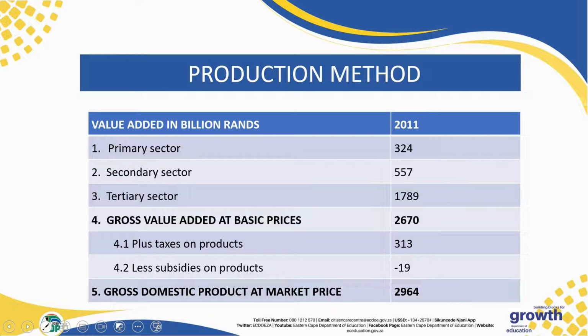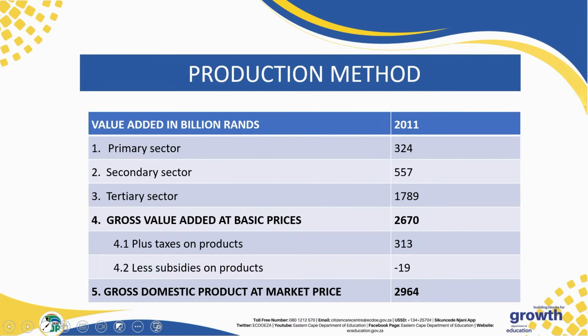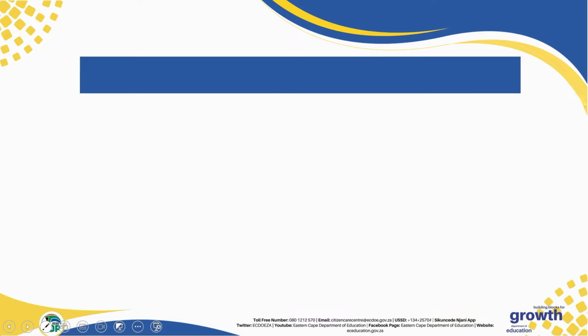So the main reason why we add taxes is because taxes are going to increase the price of a product, and the main reason why we deduct subsidies is because they are able to lower the price of a good to make it cheaper and affordable to the consumers. Now, from the basic price, if you add the taxes on products and deduct the subsidies on products, you get the gross domestic product at market price. So this market price is the price at which these particular goods will be offered in the particular market. So it's very, very important to understand those particular components.